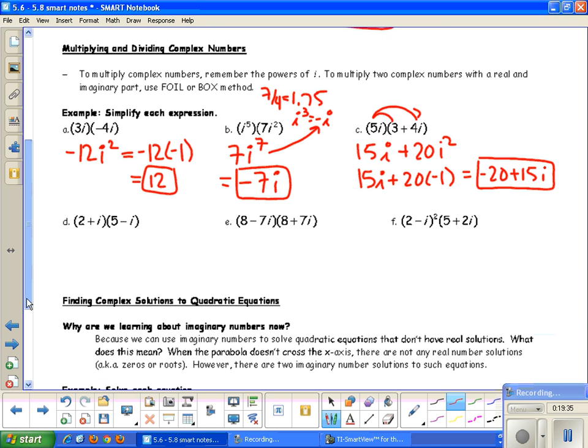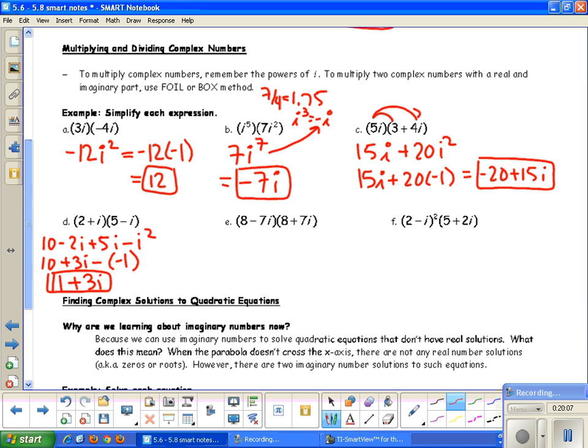So then for the next one, again, we have a binomial times a binomial, which means you need to box this or FOIL it. So if I FOIL this out, I would get 10 minus 2i plus 5i, and then minus i squared. We have like terms, so 10 plus 3i. i squared is really -1, so minus -1. So that becomes plus 1, so we get 11 plus 3i.